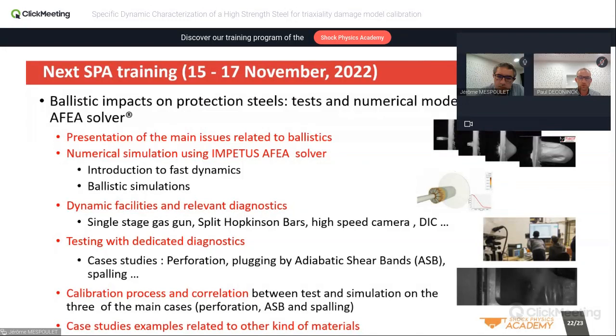So this next session will be in November. We will still have some places, and we will also share the schedule for the planning for next year. It's planned to have three different sessions. So this one will be repeated. We'll also have a session on the introduction of shock physics and another session for the diagnostic tools, so measurement techniques adapted to shock physics and impact testing.